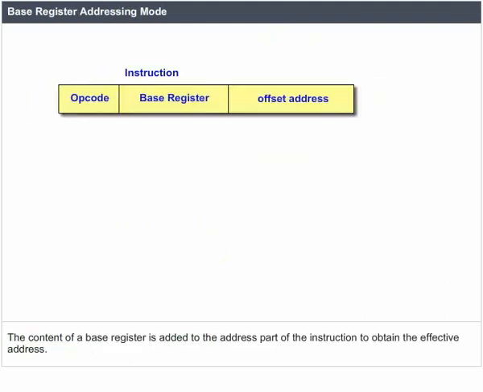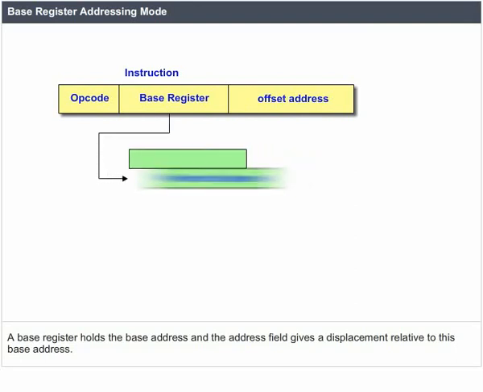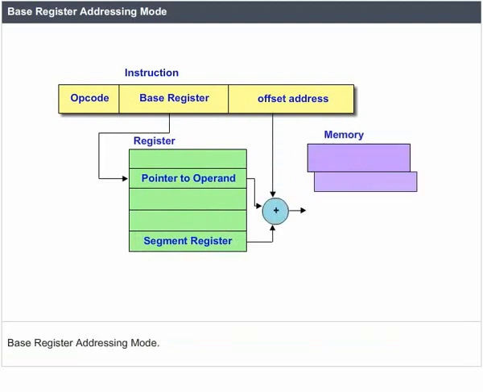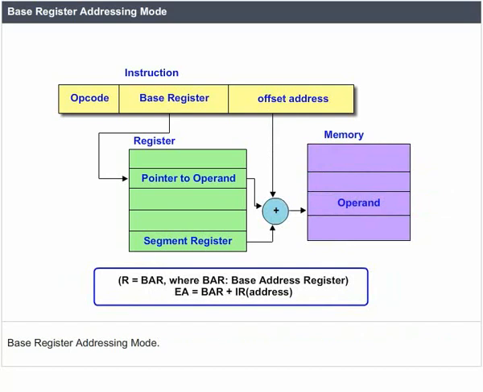Base register addressing mode: the content of a base register is added to the address part of the instruction to obtain the effective address. A base register holds the base address, and the address field gives a displacement relative to this base address. Base register addressing mode: R = BAR, where BAR is the base address register. EA = BAR + IR address.